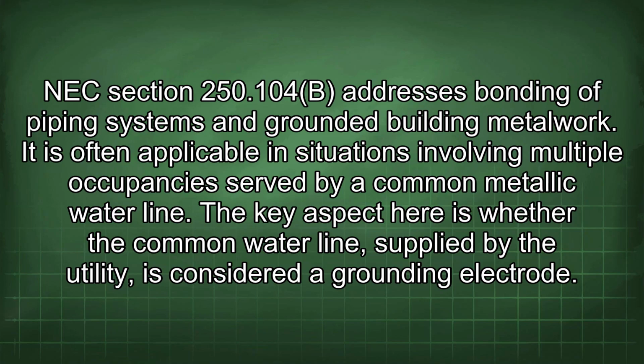NEC Section 250.104(b) addresses bonding of piping systems and grounded building metalwork. It is often applicable in situations involving multiple occupancies served by a common metallic water line. The key aspect here is whether the common water line supplied by the utility is considered a grounding electrode.